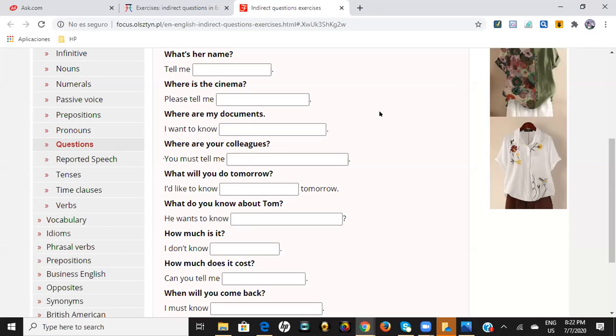how will you make that question into indirect? What her name is. Good. Please tell me what her name is. Tell me what her name is. Very good. What would be the second answer? Where's the cinema? Please tell me where the cinema is. Good. Where the cinema is. Okay, so you guys will do the rest.